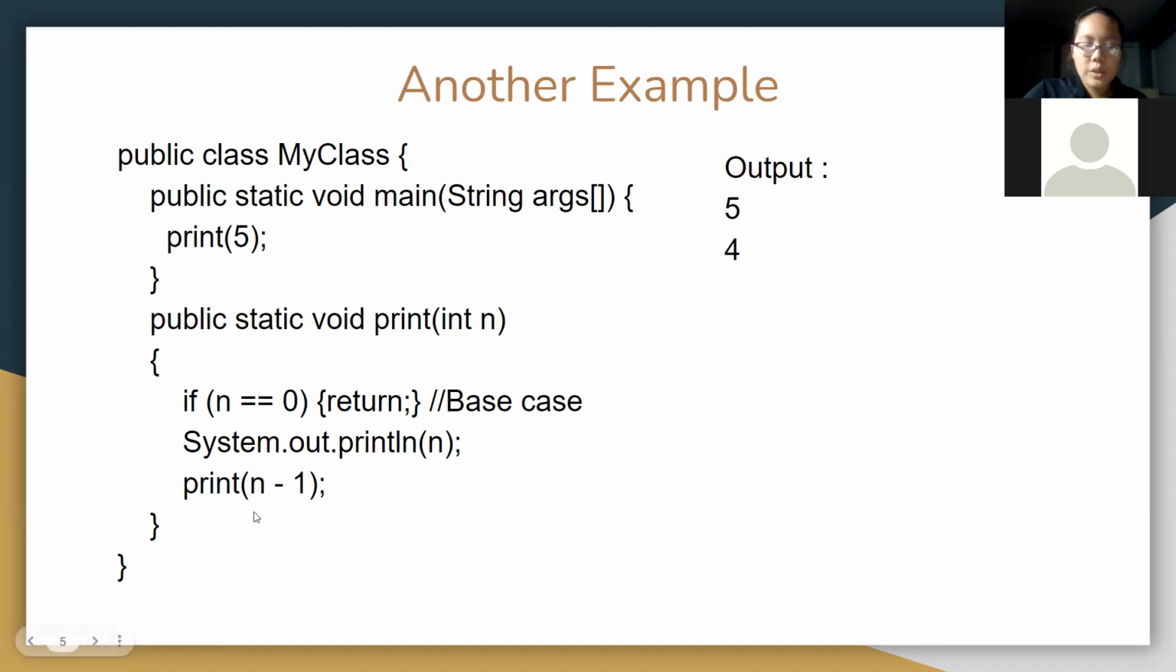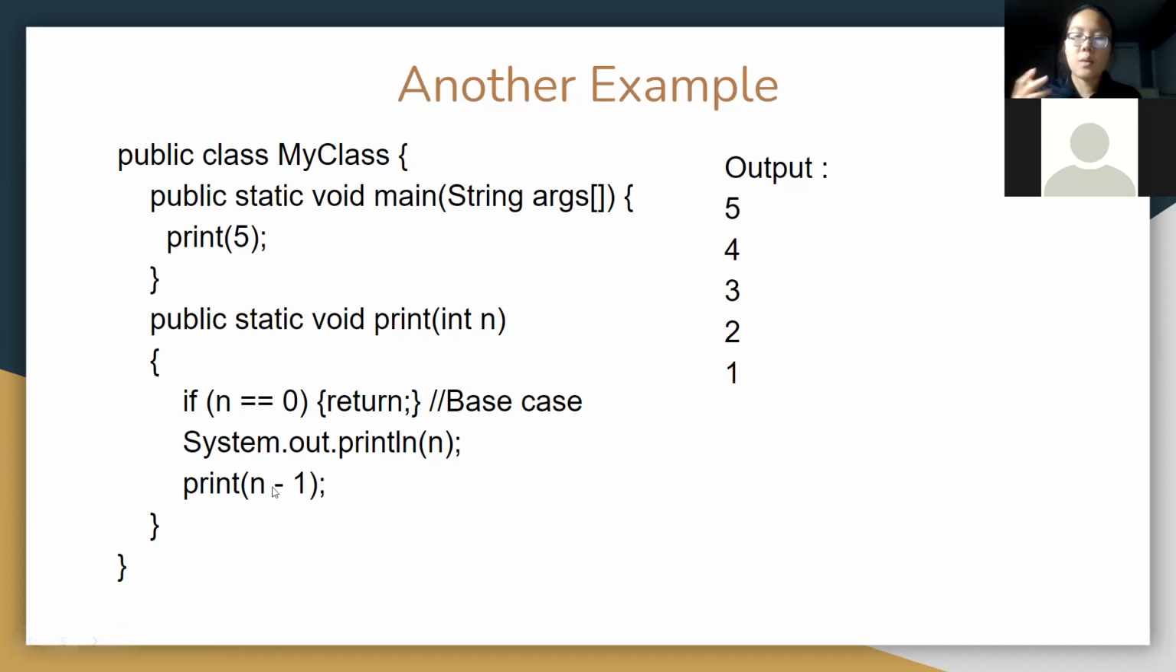We call print 3 now. That is not equal to 0. We print out 3. We call print 2 now. And because of that, it's still not equal to 0, and we print out the 2. Again, we're saying print n minus 1, so we're doing print 1 now. 1 is still not equal to 0. We print out 1, and then we call this print n minus 1 again.